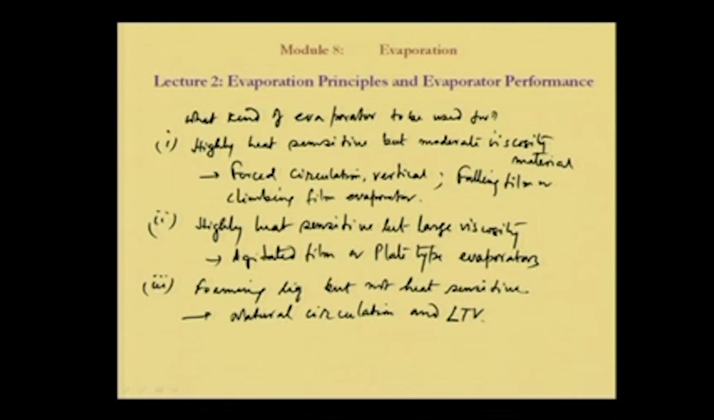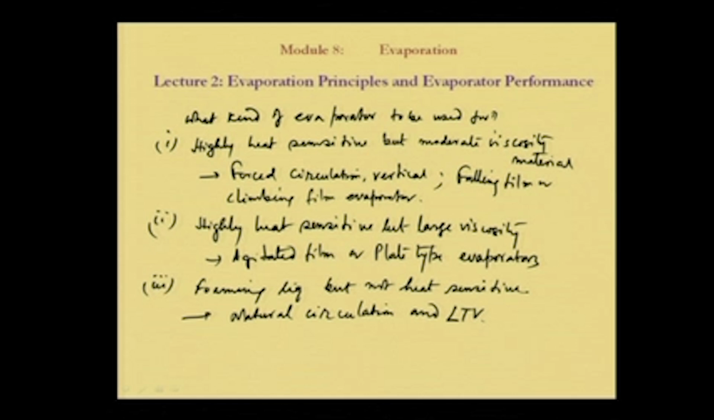So, here I will ask you two questions based on my first two lectures. What kind of evaporators should I use for case 1, highly heat sensitive material but moderate viscosity? The answer should be forced circulation vertical or falling film or climbing film evaporator. Second case, heat sensitive but with large viscosity. In that case, the answer would be agitated film or plate type evaporators.